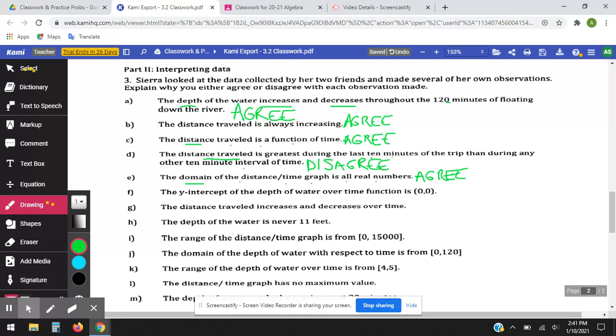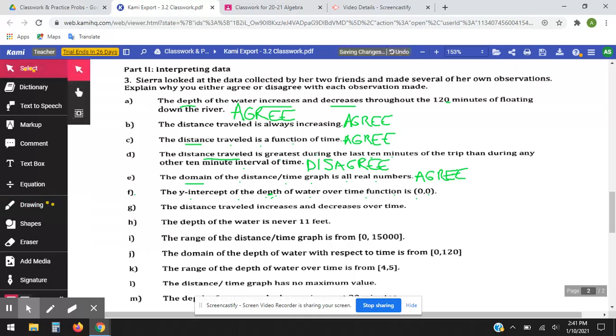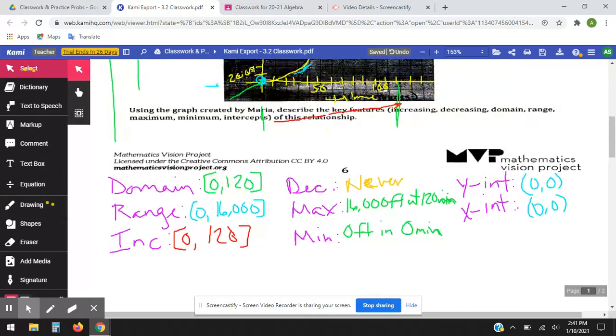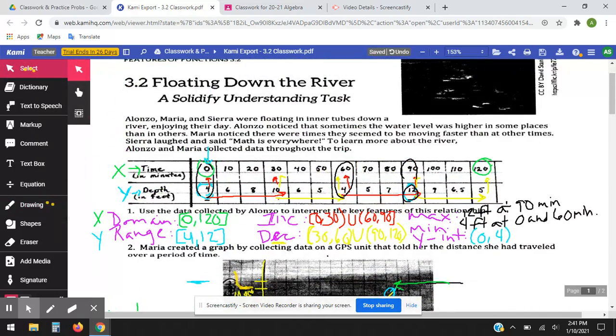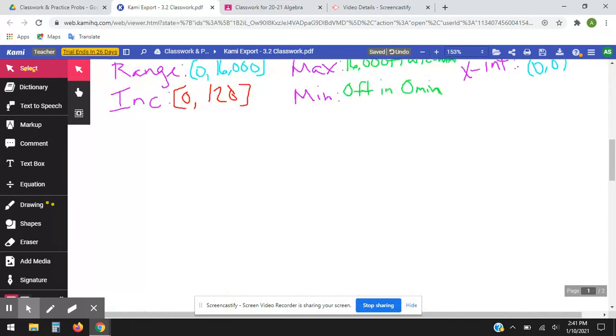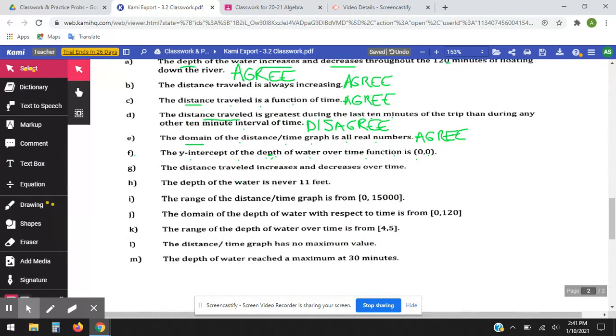Okay. F, the y-intercept of the depth of water over time function is 0, 0. So this was the first one, the table. Was the y-intercept 0, 0? I don't believe it was. I believe it was 0, 4, wasn't it? Yep, right here, 0, 4. That was our y-intercept over here. So that one is a disagree.